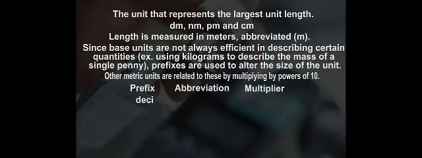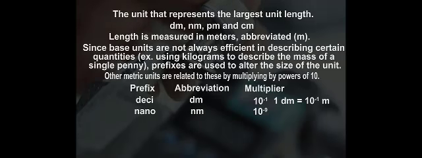Prefix, deci. Abbreviation, dm, that is decimeters. Multiplier, equals 10 to the power minus 1. This means 1 decimeter equals 10 to the power minus 1 meters. Prefix, nano. Abbreviation, nm, that is nanometers. Multiplier, equals 10 to the power minus 9. This means 1 nanometer equals 10 to the power minus 9 meters.